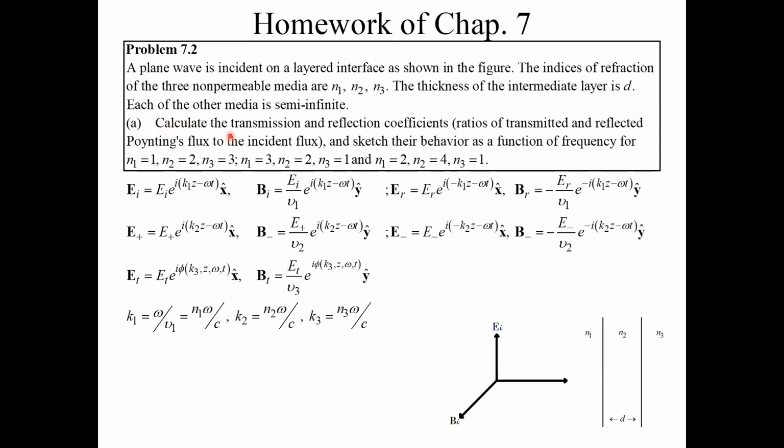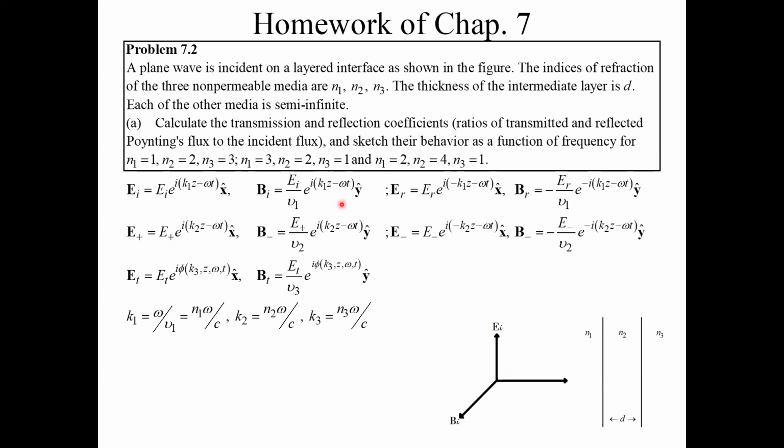Part A, calculate the transmission and the reflection coefficients, ratios of transmitted and reflected Poynting flux to the incident flux, and sketch the behavior as a function of frequency, for N1, N2, N3 equal to 1, 2, 3, 3, 2, 1, and 2, 4, 1.